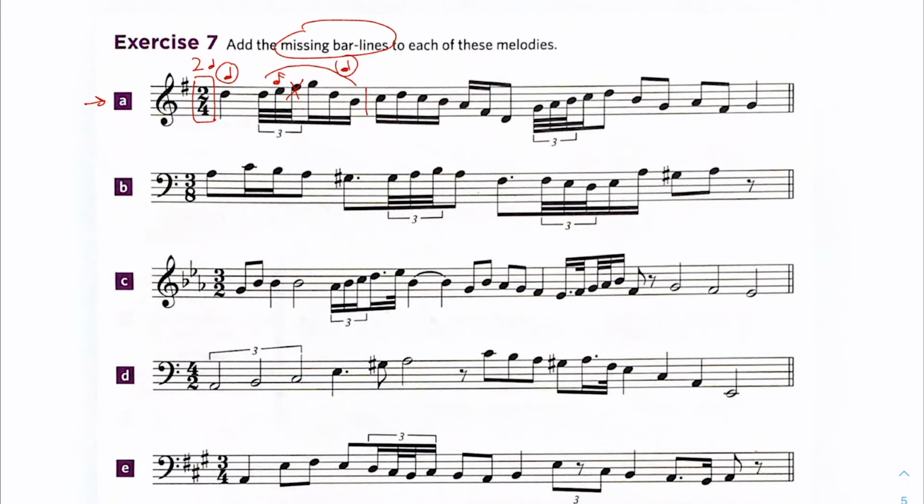Next, there are 4 semiquavers. 4 semiquavers would be 1 crotchet beat. And there are 2 semiquavers with 1 quaver, which is also 1 crotchet beat. So 2 crotchets, we're going to put in a bar line.